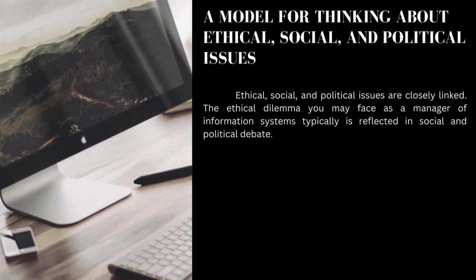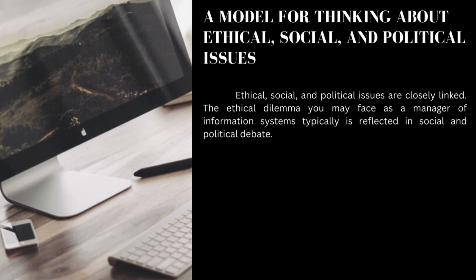A model for thinking about ethical, social, and political issues. Ethical, social, and political issues are closely linked. The dilemma you may face as a manager of information systems typically is reflected in social and political debate. So, let's imagine a society with individuals and political institutions. Individuals know how to act in this community because social institutions like family, education, and organizations have developed well-honed rules of behavior. And these are supported by laws developed in the political sector that describe the behavior and promise sanctions for violations.